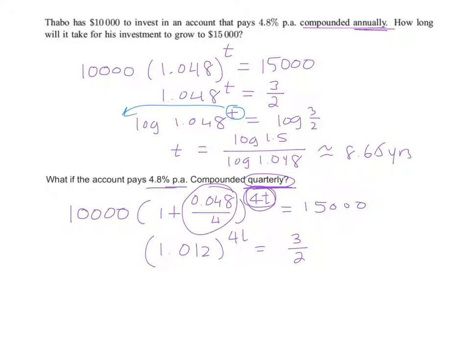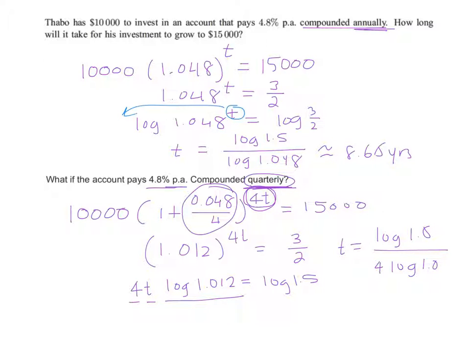Taking the log on both sides, we can say 4t log of 1.012 is equal to log of 1.5. So in order to solve for t, all of these things are being multiplied: 4 times t times log of this. So we can divide, and t is equal to log of 1.5 divided by 4 log of 1.012. If you calculate this, it comes out to be approximately 8.4977. So approximately 8.50.